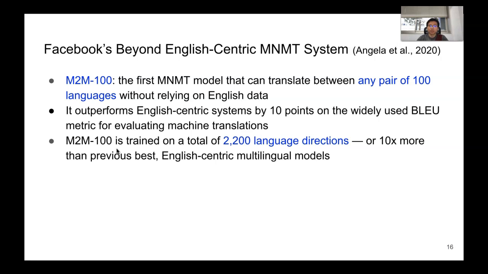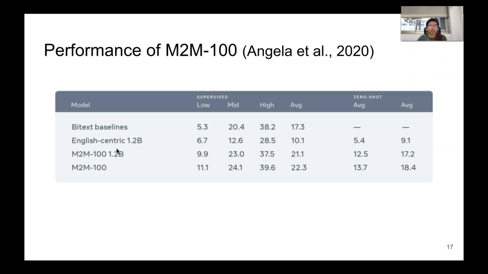And also, they show that this is 10 times more than previous best English-centric multilingual models. And here shows a performance table taken from their paper. We can see that they compare different models from the bilingual model, so the bitext bilingual model, and the English-centric one, and their model, which is M2M100.